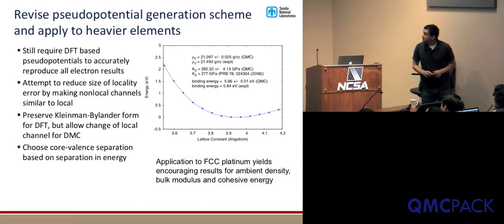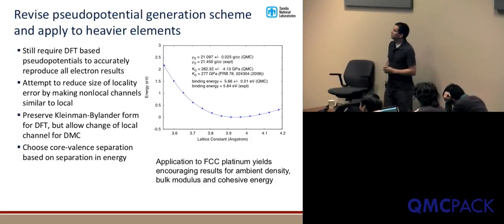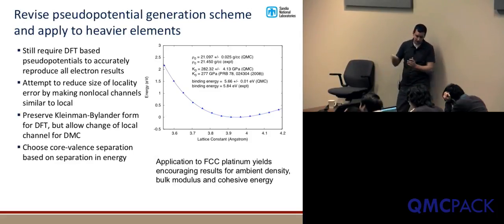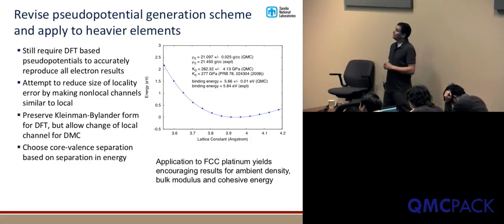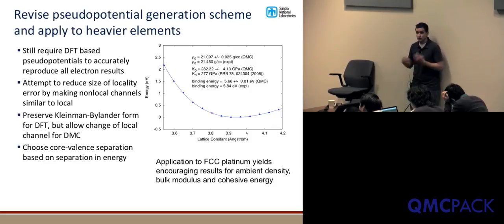Now, in light of this, we'd like to revise our recipe, right? We'd like to say, okay, how can I generate pseudopotentials that would do better? We can't do all-electron calculations for heavy things. So we still like the idea of using DFT-based pseudopotentials because we're going to generate our trial wave functions probably from DFT. We don't want things to be crazy.